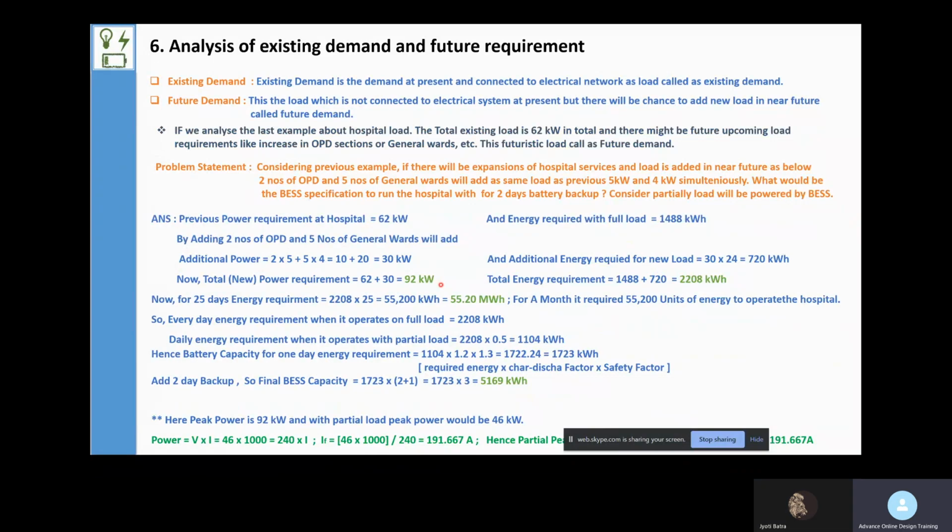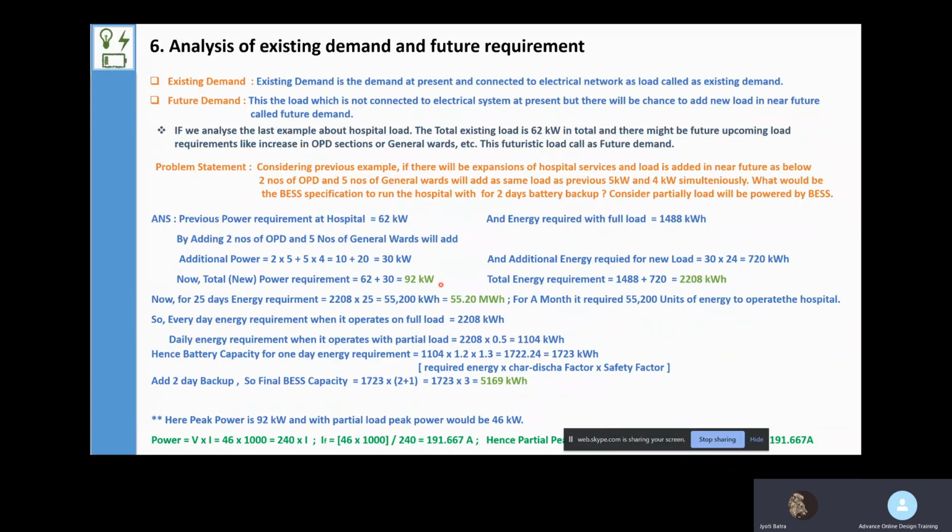So with that perspective, the electrical consultant should work on the design and prepare accordingly. 10 kilowatt for OPD, then 20 kilowatt for the general ward, so additional 30. So I just rolled out the example here.